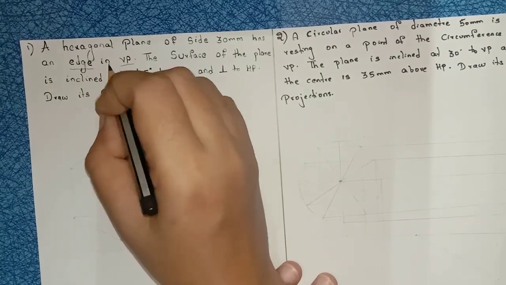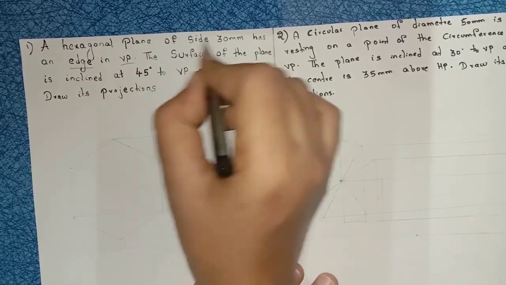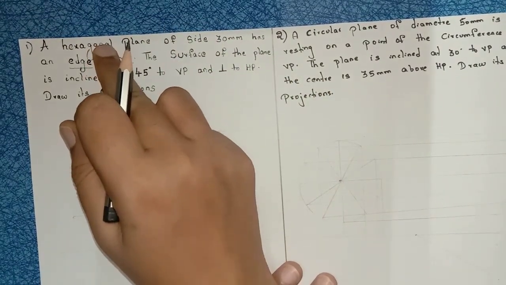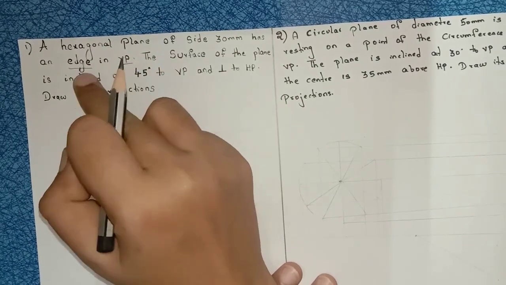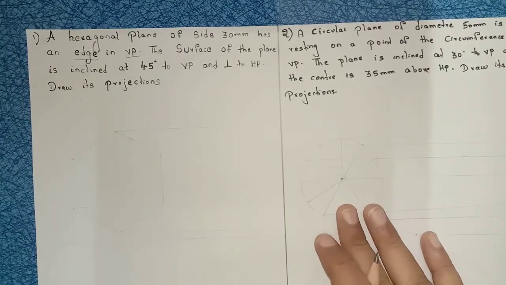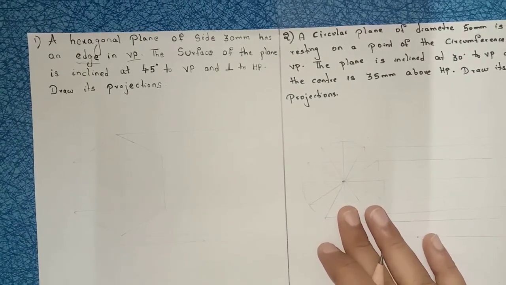Right? What we have to construct? Hexagon, side is how much? 30 mm. Now you have to construct the hexagon in VP. The condition is the edge should be on VP, right? So let us start doing the problem.